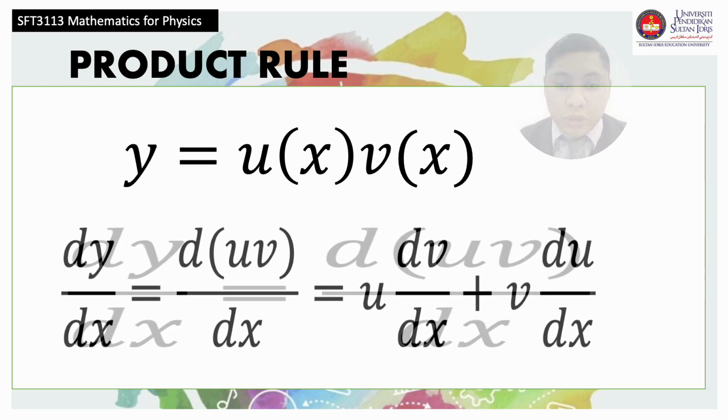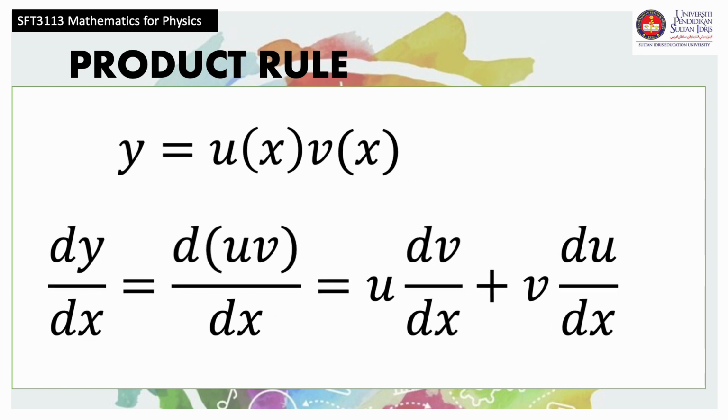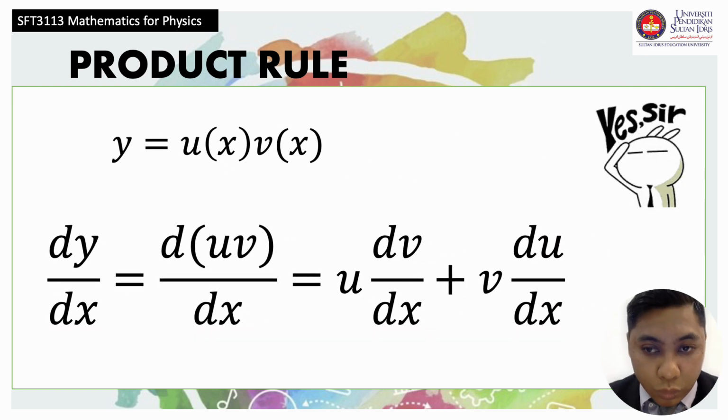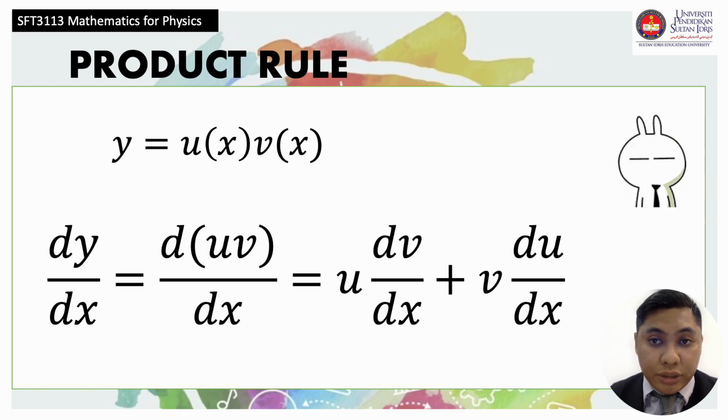We differentiate v first, so we do not differentiate u. Then we multiply with dv/dx, plus v here, then we multiply with du/dx. So this is the product rule. You need to follow it for this kind of situation, or for this kind of function.